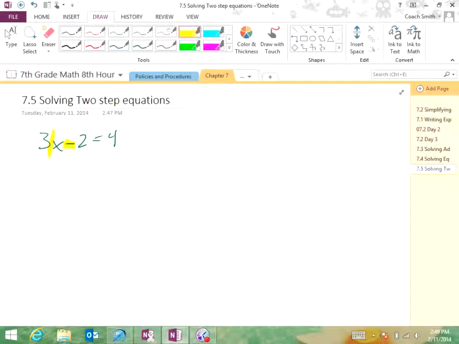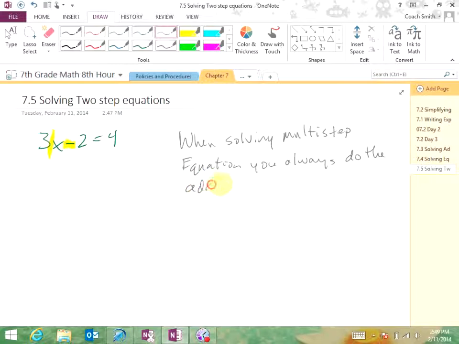Okay, so when solving multi-step equations, you always do the addition and subtraction first. Okay, so we do the addition and subtraction first.